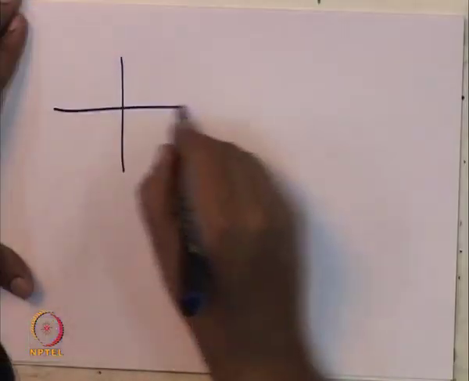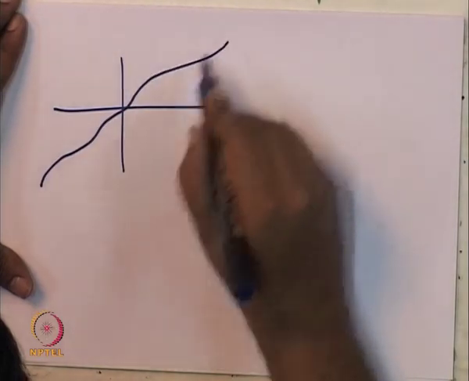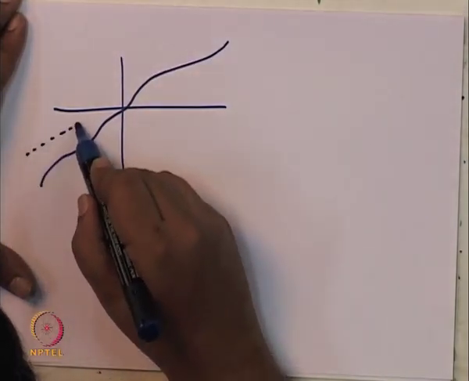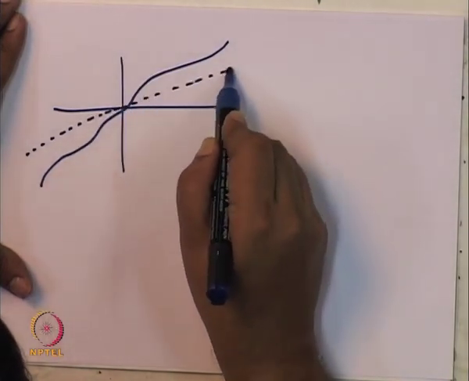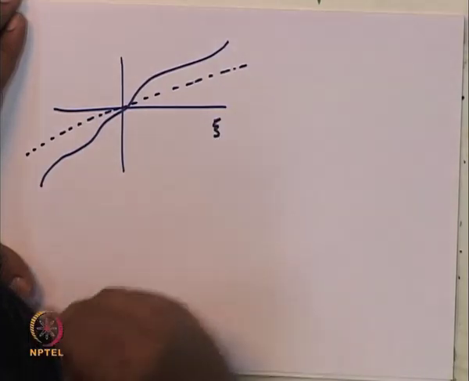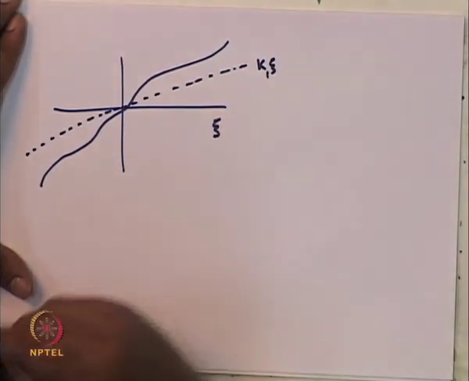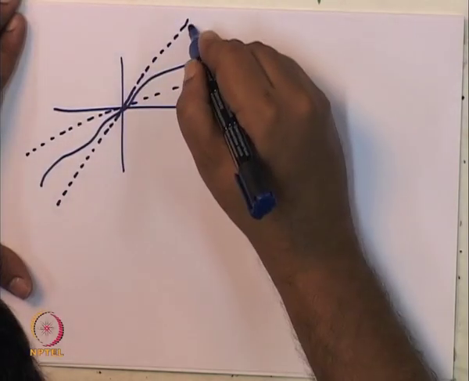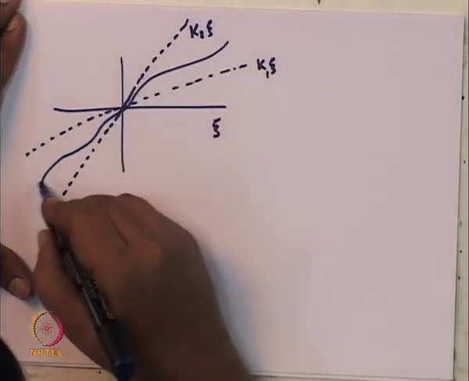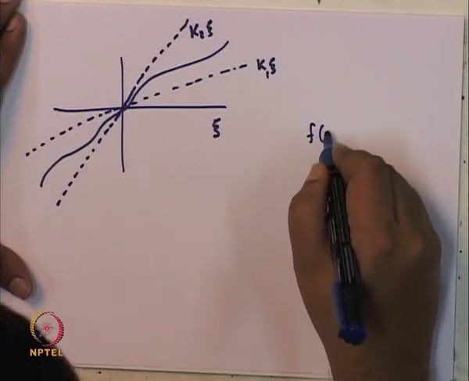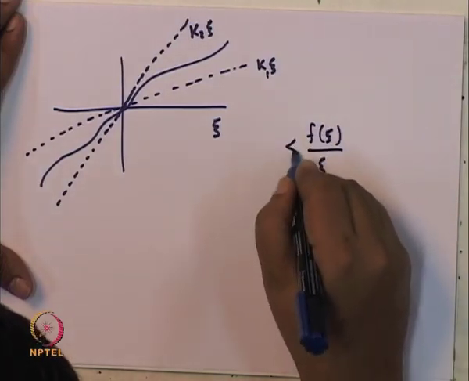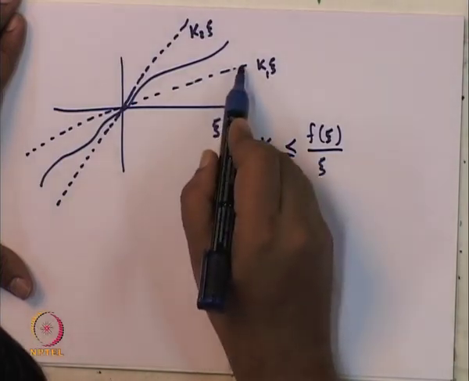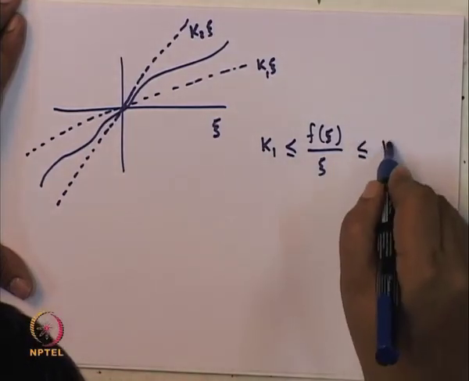Now, if one looks at such nonlinearities, let me give some more examples of similar nonlinearities. You could have a nonlinearity like that, and then clearly all the slopes of this nonlinearity lie between these lines. If I call the input xi, so this line is k1 times xi, and there is another slope here, this is k2 times xi. So this particular nonlinearity satisfies the characteristic that f of xi by xi is greater than this slope k1 and less than this other slope k2.